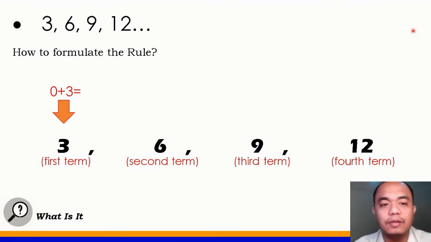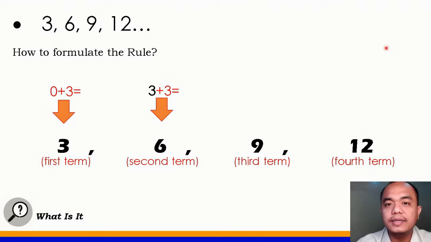Of course, we will not add 3 on that. But then 6, how do we get 6? Yes, 6 could be obtained by adding 3. So this is 3 plus 3. This 3 here is the first term. And we just notice that every time we add 3, we get the second term. So 3 plus 3 here is equal to 6.